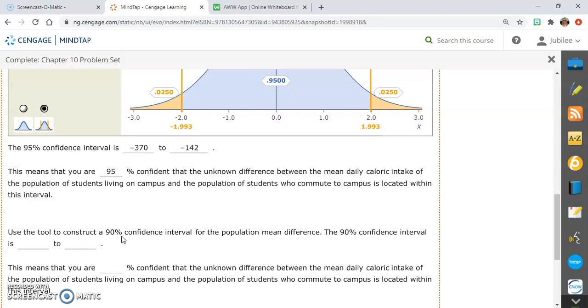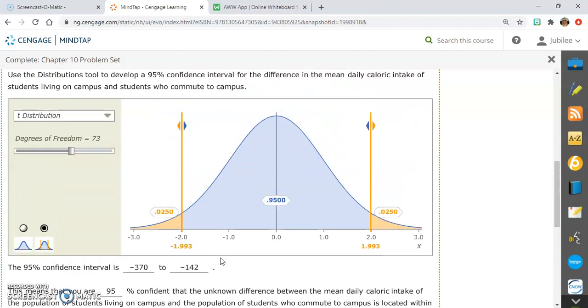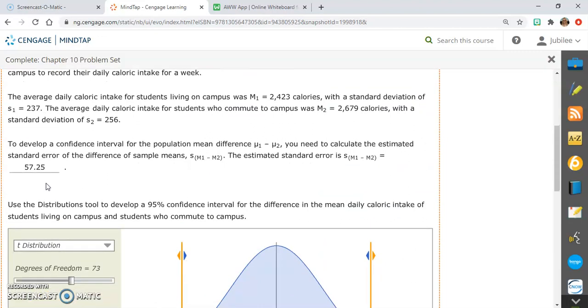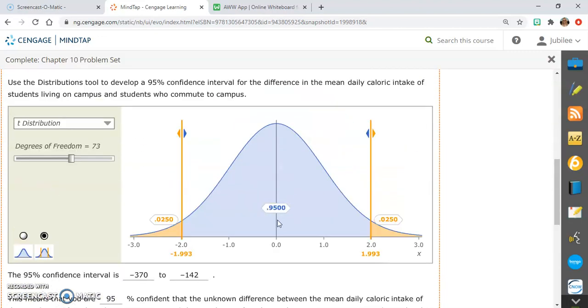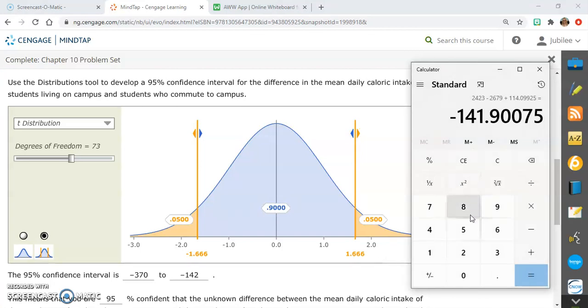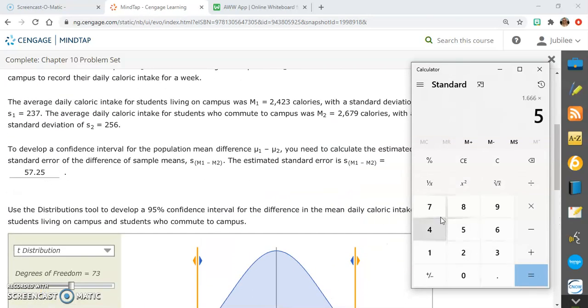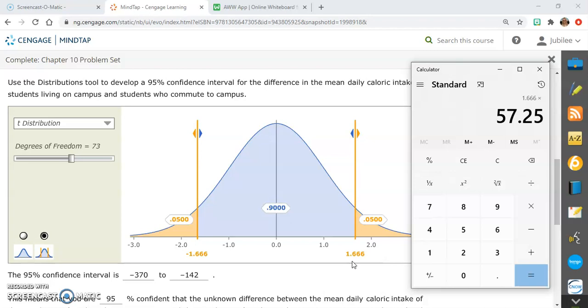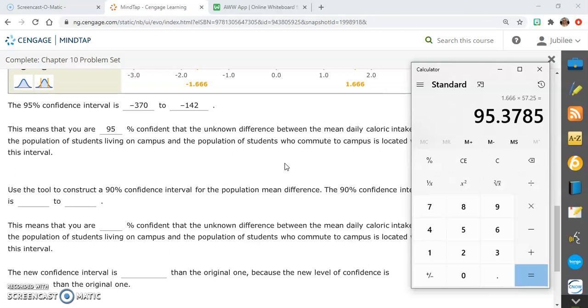Okay, so next I'm going to create a 90% confidence interval. I already have my standard error, so I don't have to calculate that again. But I do need to change my table here so that it's a 90% confidence interval. So I want this middle number to be 0.9, which gives me a new t-value. So my new t-value is 1.666, and I'm going to multiply that by my standard error. Remember, we take our t-value for the confidence interval times our standard error, and we get the interval range that has to be added and subtracted to the mean difference. Okay, so there's my interval range, 95 point, all those decimals.